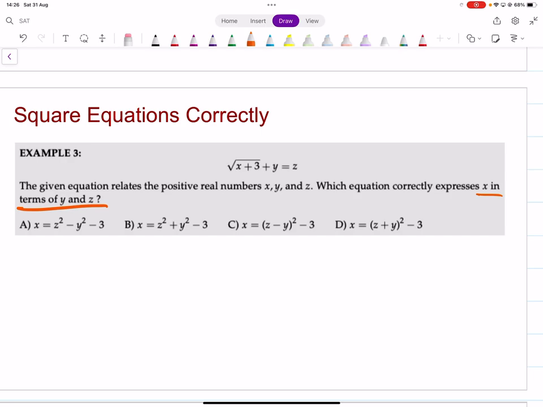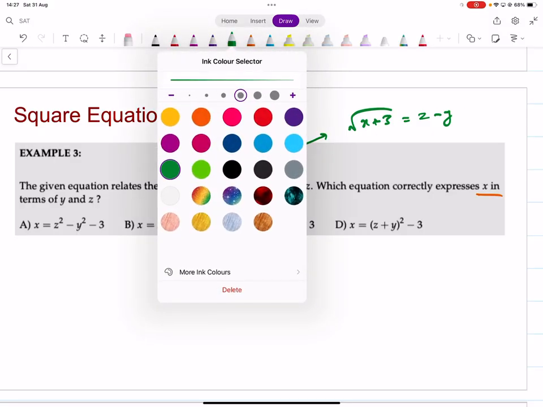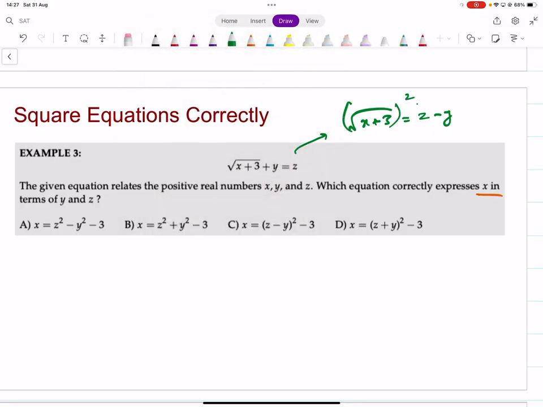Take y to the other side. You're saying we write it like this: square root of x plus 3 equals z minus y. Does everyone agree to this? And then we take square on both sides. Okay. So now we square both sides like this.